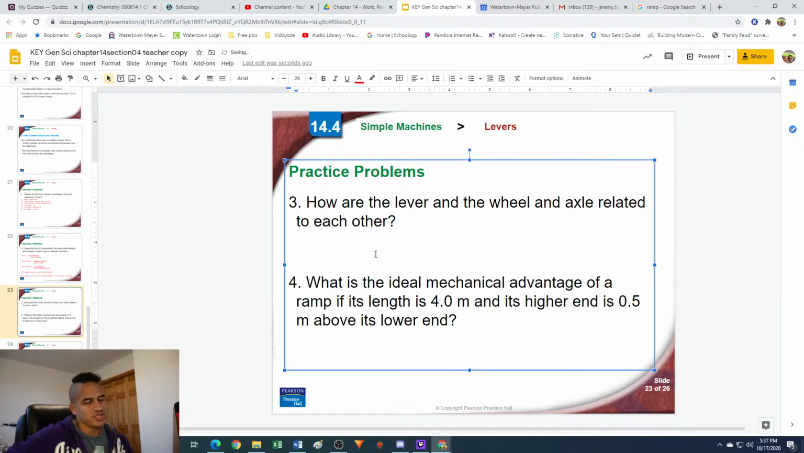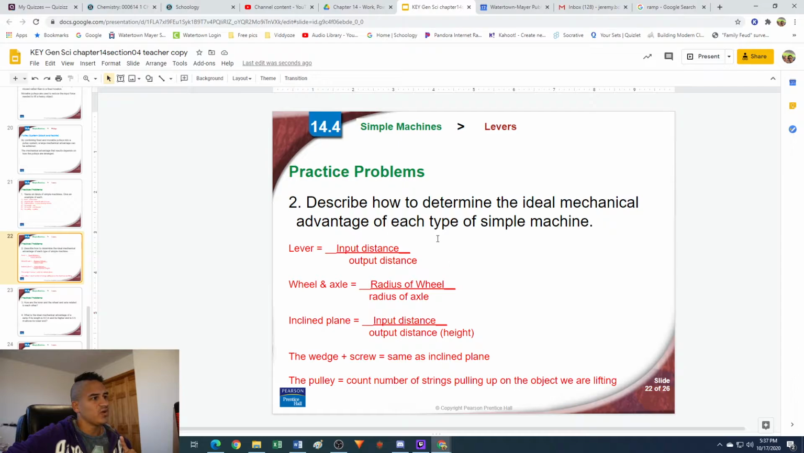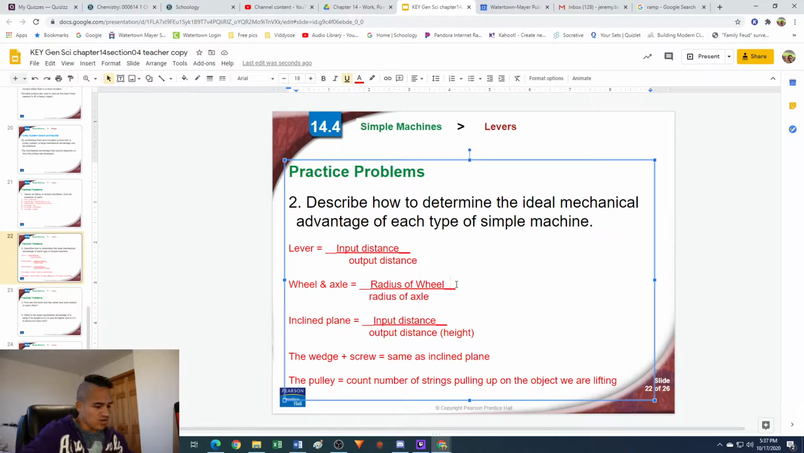All right, so this is an interesting question. Now the lever and the wheel and axle obviously aren't the same, because the lever is something that pivots and a wheel and axle is a wheel and a cylinder that rotates, but they are related. They are related in how we determine the mechanical advantage. Here we wrote down input distance divided by output distance, and this is also the same thing. Input distance is our radius of the wheel and output distance is our radius of the axle.